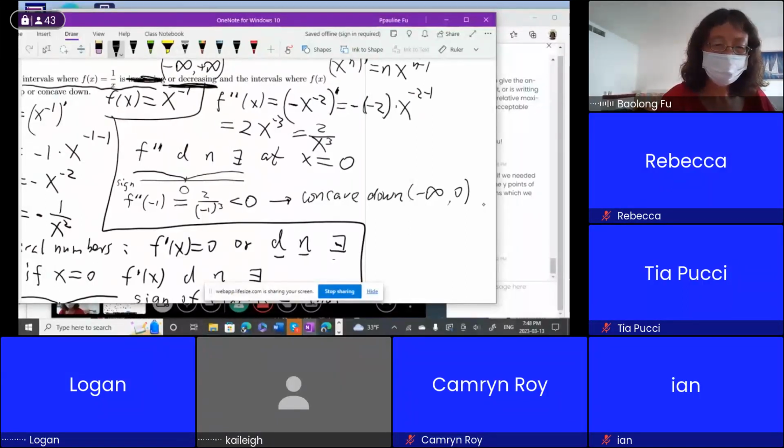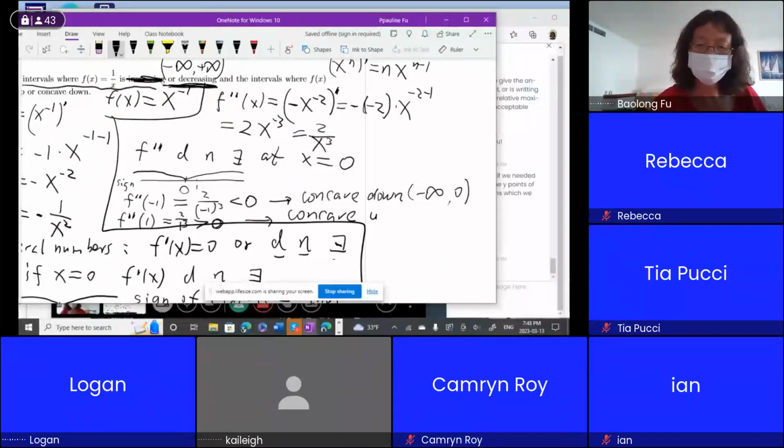Now determine the sign of the second derivative on the other interval. Take the point 1. It is 2 over 1 raised to power 3, which is a positive number. When the second derivative is positive, concave up. Concave up happens at what interval? 0 to positive infinity.